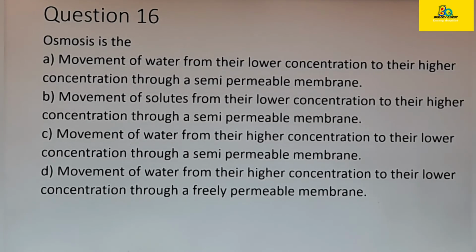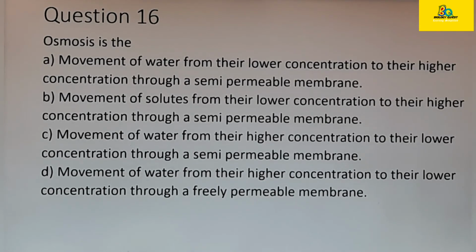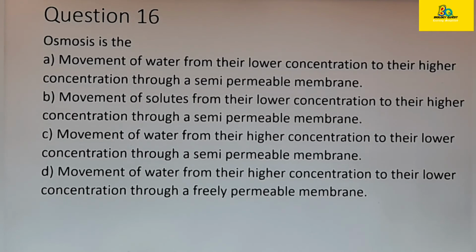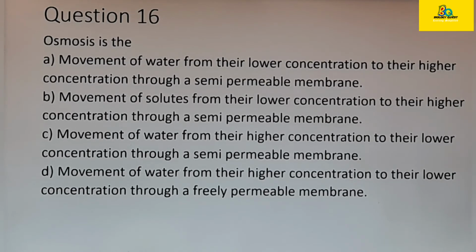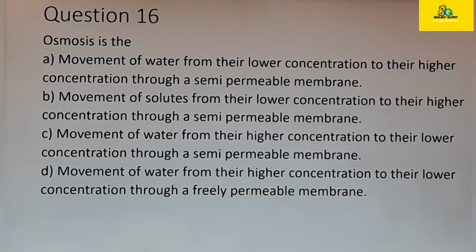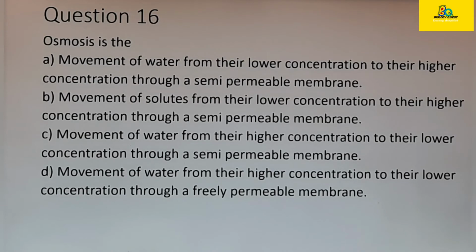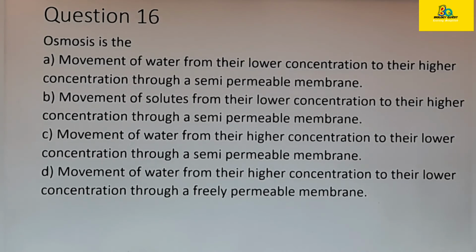So if you look at the options, you can see that option B and option D are wrong. Option B, it is not the movement of solutes actually. Osmosis is the movement of water molecules. So option B is ruled out. And we know osmosis occurs through a semi-permeable membrane. So if you look at option D, a freely permeable membrane is present there. So option D is also ruled out.